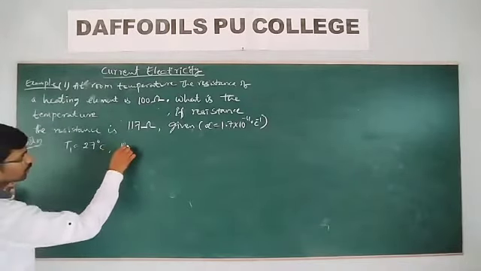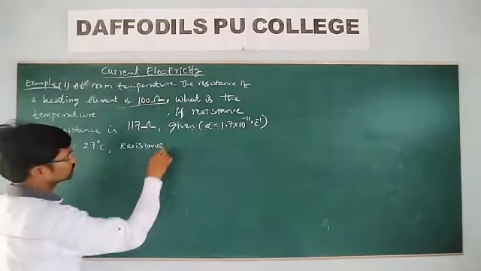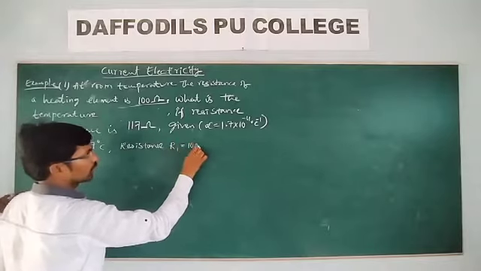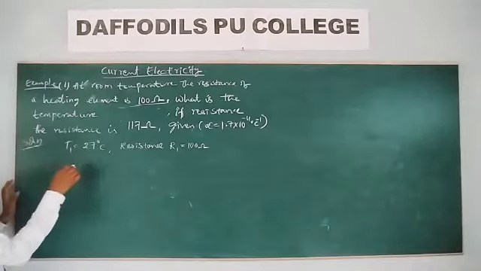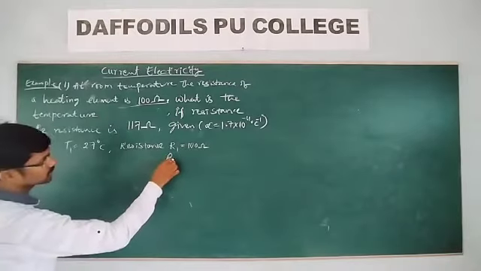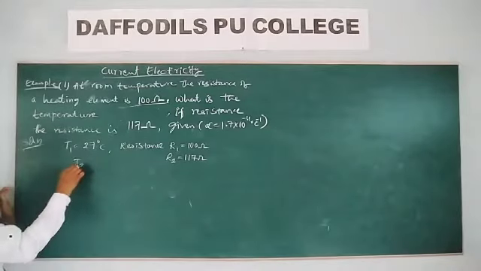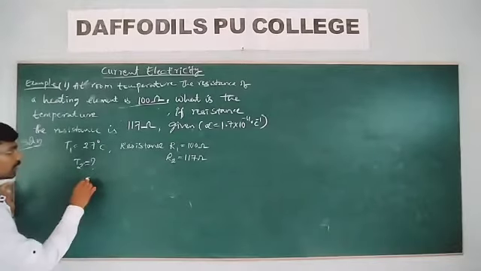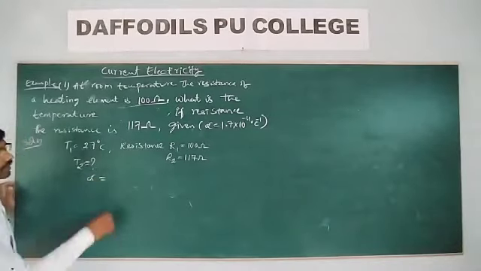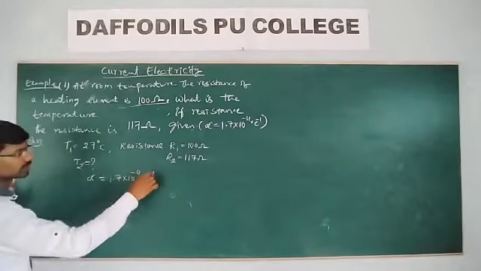At this temperature, what is the resistance? The resistance is given as 100 ohm, so R1 is equal to 100 ohm. If the resistance is 117 ohm, then R2 is equal to 117 ohm. For what temperature is the resistance 117 ohm, given that the temperature coefficient of resistance alpha is equal to 1.7 × 10 power minus 4 per degree Celsius?